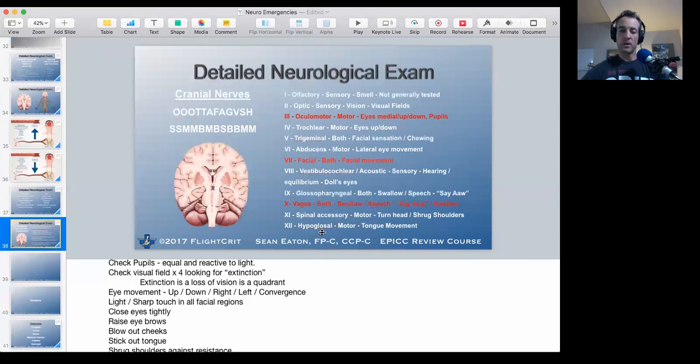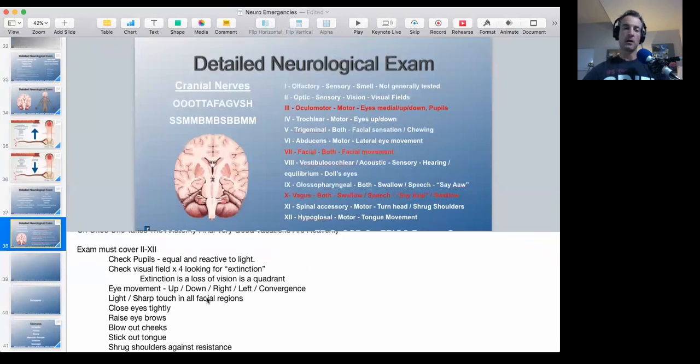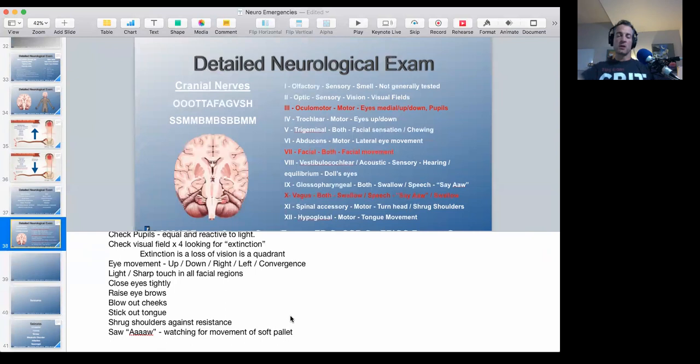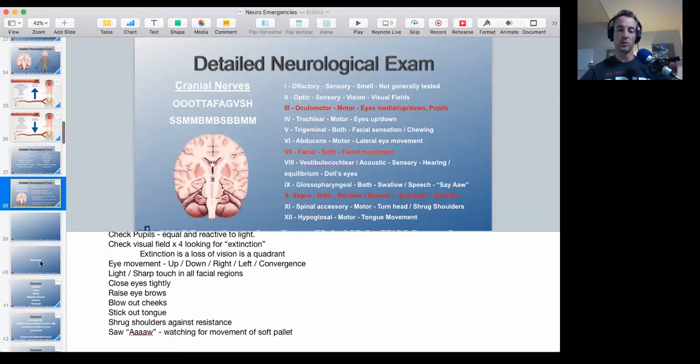In the course, I'm going to give basically a quick rundown on how to do a quick neuro exam. We probably all know this off the top of our head. Checking pupils, checking visual fields, eye movement, have the patient close their eyes tightly, raise their eyebrows, blow their cheeks out, stick their tongue out, shrug their shoulders, say ah, and then there's also extension and flexion of their arms and fingers as well. Have them spread their fingers out against resistance, and that's going to help basically hit your full 12 cranial nerves really quickly.